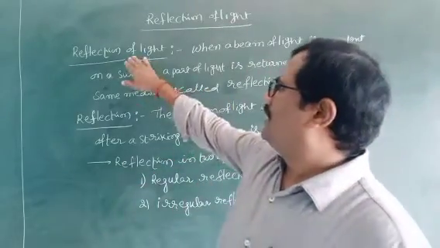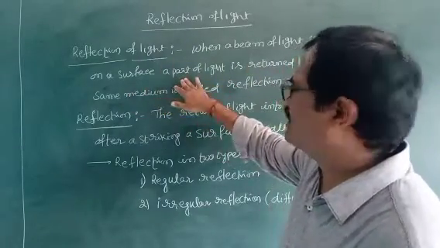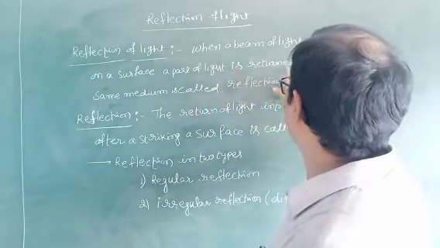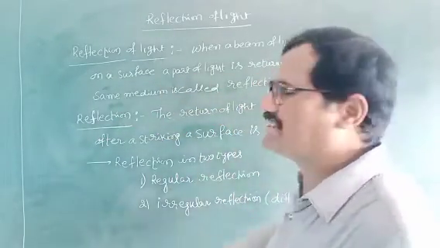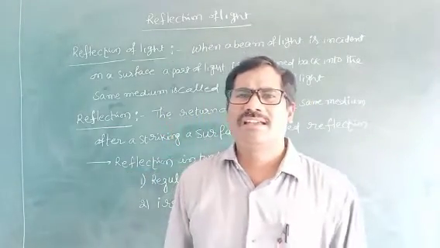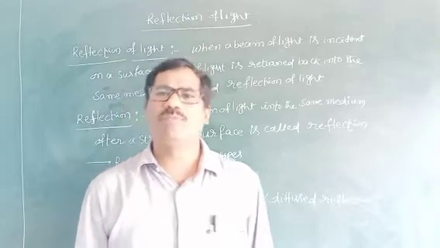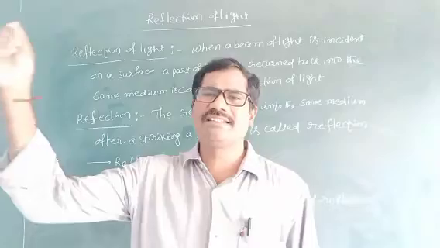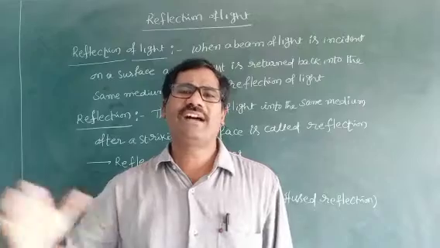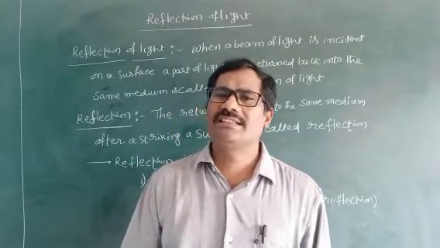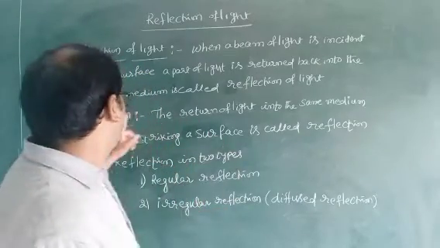Students, reflection of light: when a beam of light is incident on a surface, a part of the light is returned back into the same medium. In the case of opaque bodies, light incident on the surface returns back into the same medium. This is known as reflection of light, which is a property of light.